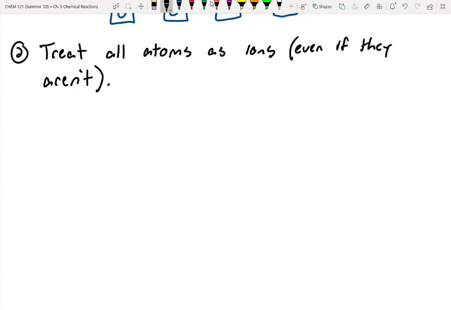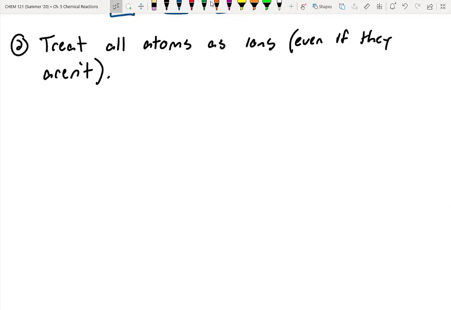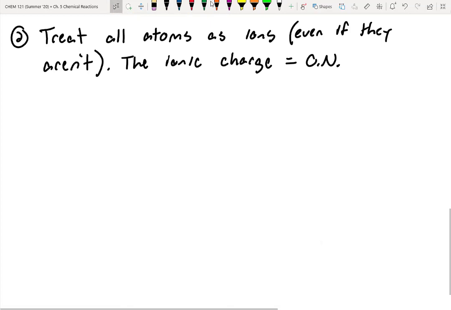Okay, you might be wondering, why are we doing this? Well, the ionic charge equals the oxidation number if you do this. All right, so let's take some examples here.